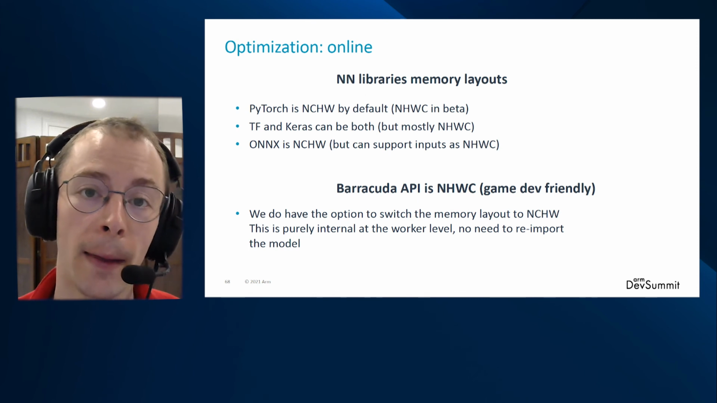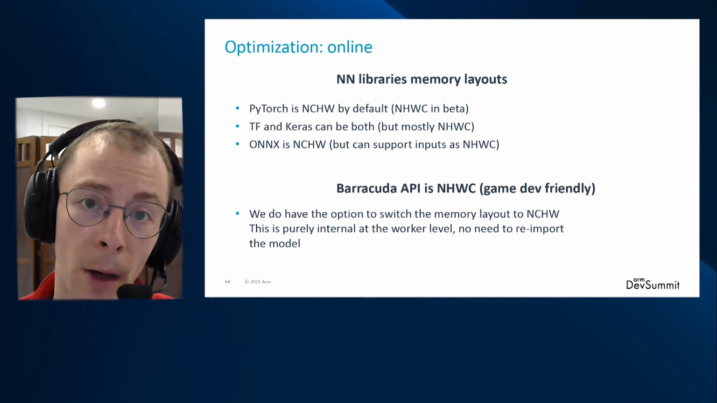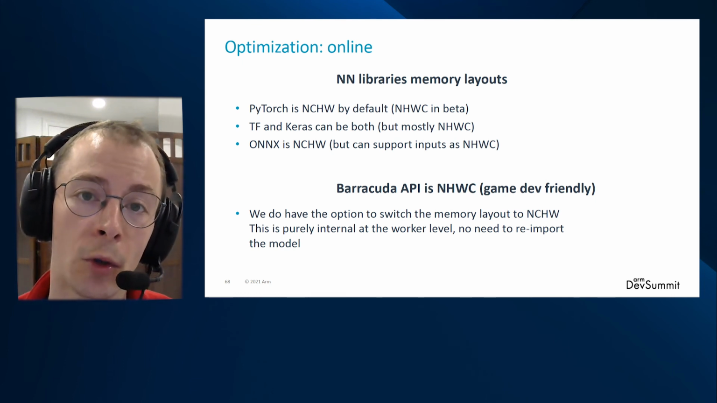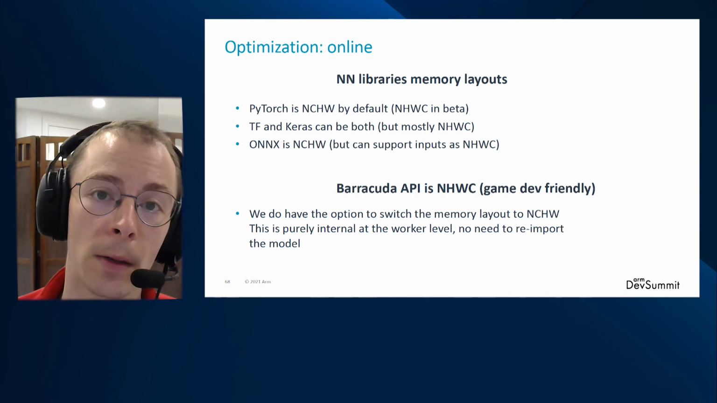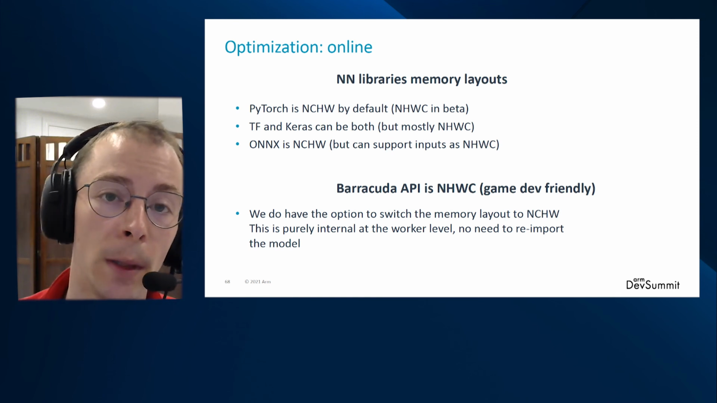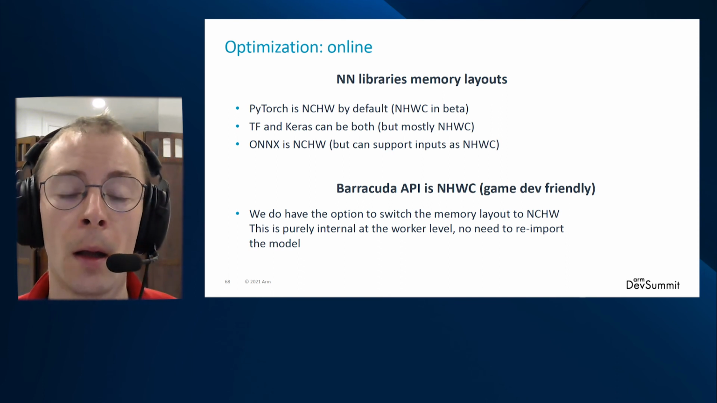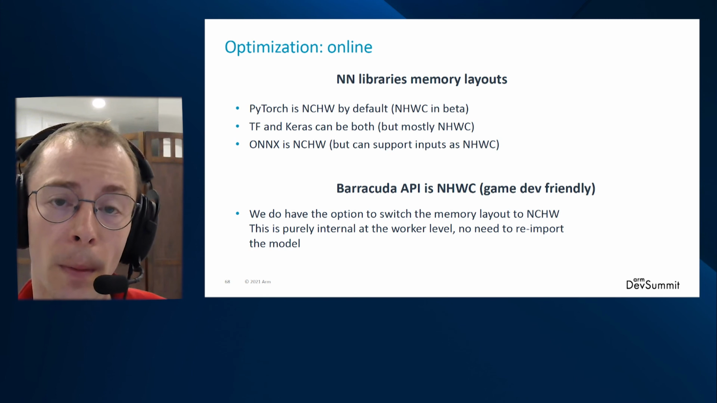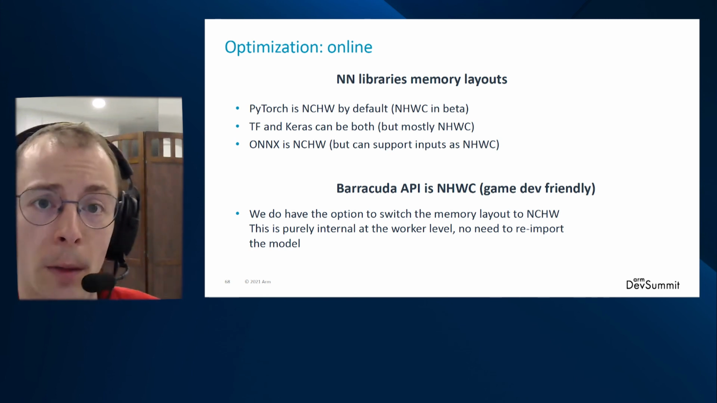And these random access nodes are really not efficient, and we don't want to be swizzling the data around in memory at runtime. Therefore, the approach we took at Barracuda is to trim out all these transposes where we can and have a fixed tensor memory layout. Then we provide our users the ability to switch the tensor memory layout from channels last to channels first. This is purely internal and decided at the worker level. There's no need to re-import the model. And how we do it is we swizzle the data when uploading it to the GPU.